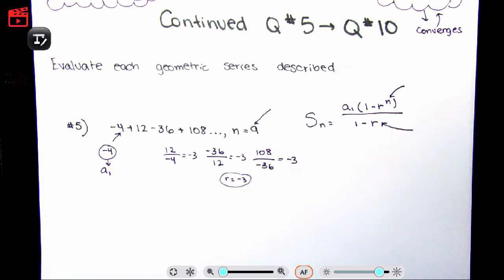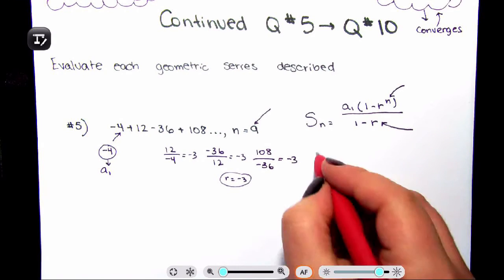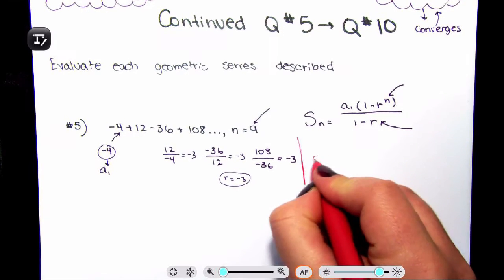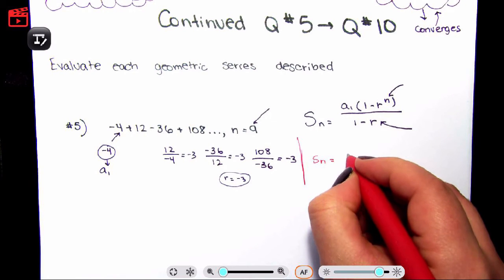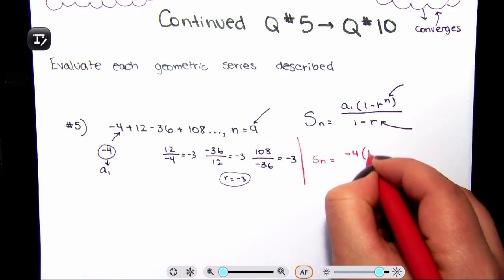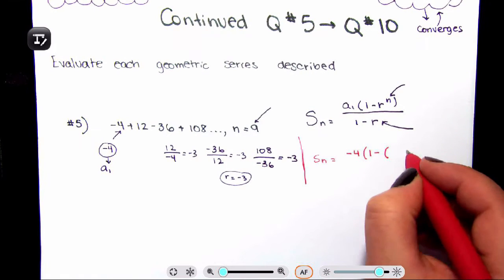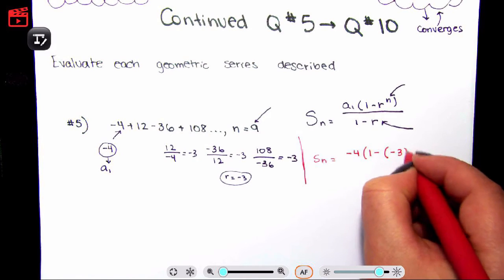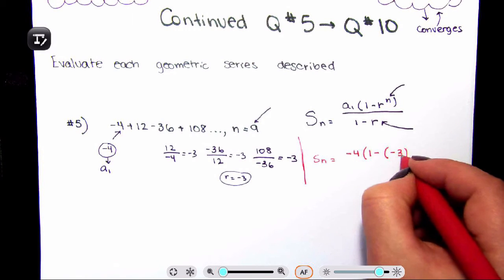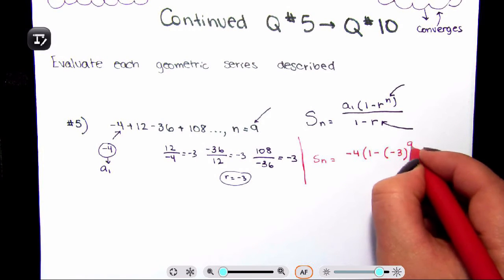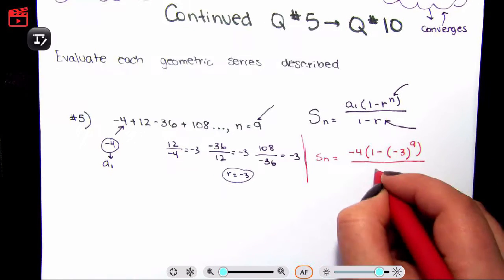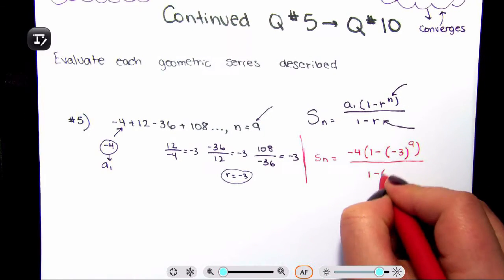Let's go ahead and plug some numbers in and solve for S sub n. So S sub n is equal to a sub 1, which is -4, times 1 minus r. Always put r in parentheses or else the negatives get confusing. So -3 to the nth power, n is 9, divided by 1 minus r, or 1 minus -3.